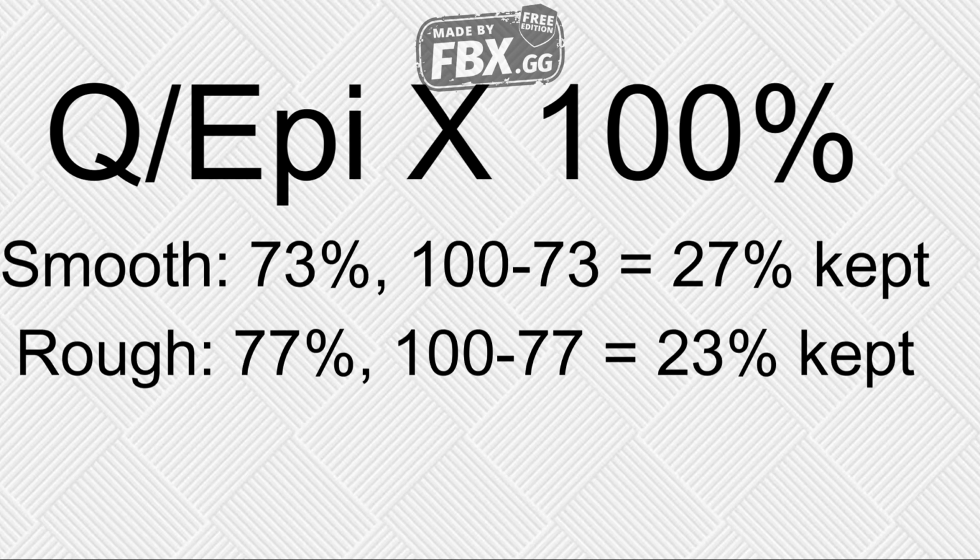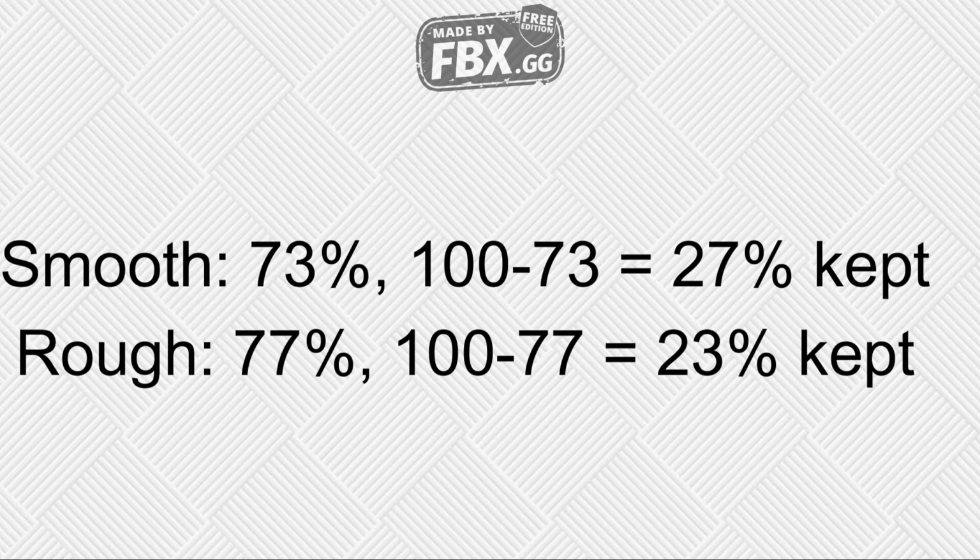For the smooth surface, the energy lost due to friction was 73%, meaning 27% of the energy was actually kept. For the rough surface, the energy lost due to friction was 77%, meaning only 23% of the energy was actually kept. I wish I had access to areas that had a lot more differences in friction with each other, but despite that, we can still see that friction affected the car a lot.